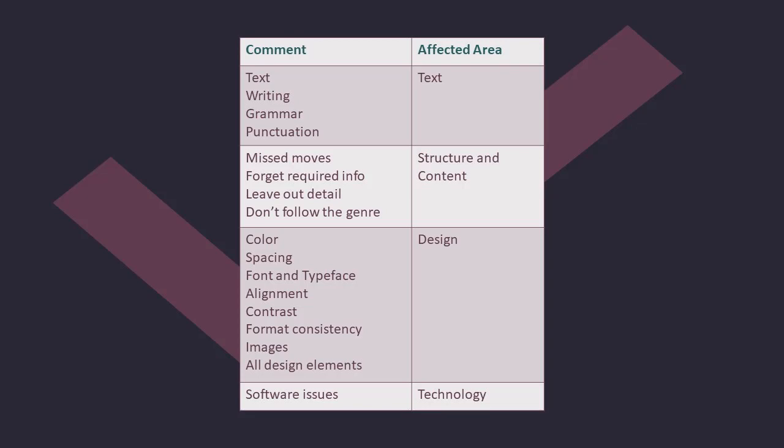Any issue in text, writing, grammar, or punctuation will lower the text grade in your rubric. The structure and content category is more complex. This grade is affected if you miss moves in the intro or conclusion, forget required information, leave out required detail, or don't follow the requirements of the genre in some way. To avoid losing points in this area, make sure you pay close attention to the structures I lay out in the videos and readings, and that you have the appropriate level of detail.